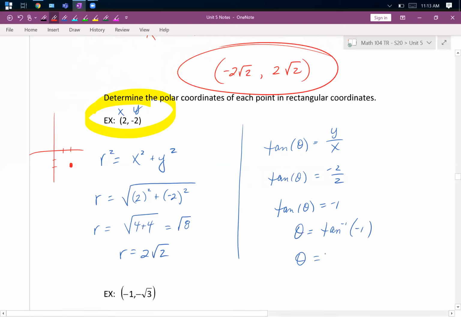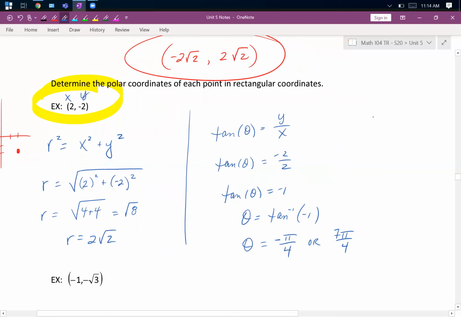We actually have two different options here to get us in the fourth quadrant. We could say negative pi over 4 or 7 pi over 4. Since those are coterminal angles, and we've discussed that there are an infinite number of pairs of polar coordinates that represent a particular point, you could choose whichever one you like. Usually I pick the one that's positive, but it doesn't make a difference. Our final answer is the ordered pair 2 square root of 2, 7 pi over 4.